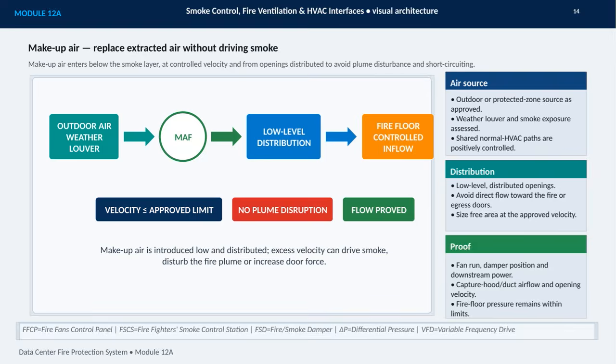Makeup air replaces the air removed by smoke control systems, but it must be introduced carefully. The key principle is controlled inflow below the smoke layer, without disturbing the fire plume or creating a path for smoke to spread.